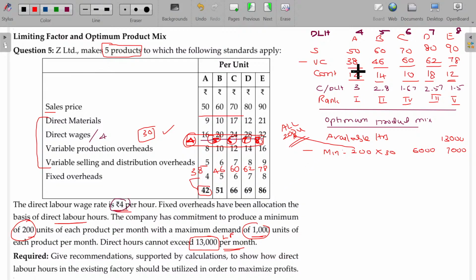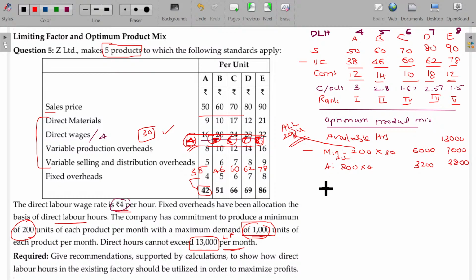Thereafter, top rank goes to A. I can manufacture A, so maximum 1000 can be manufactured. The first we have completed, the minimum requirement 200. Still, we can manufacture how many units? 800 units. 800 units for A. How many hours required? 4 hours needed. 3,200 hours needed. Out of 7,300, 200 has been used. Balance 3,800.